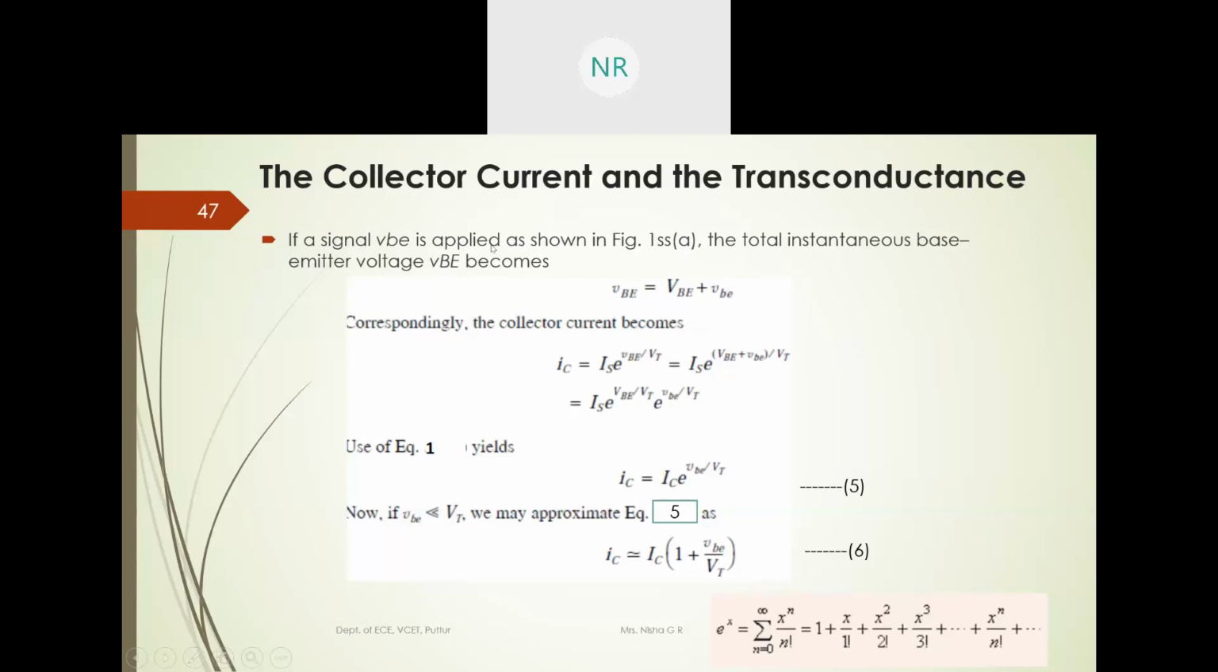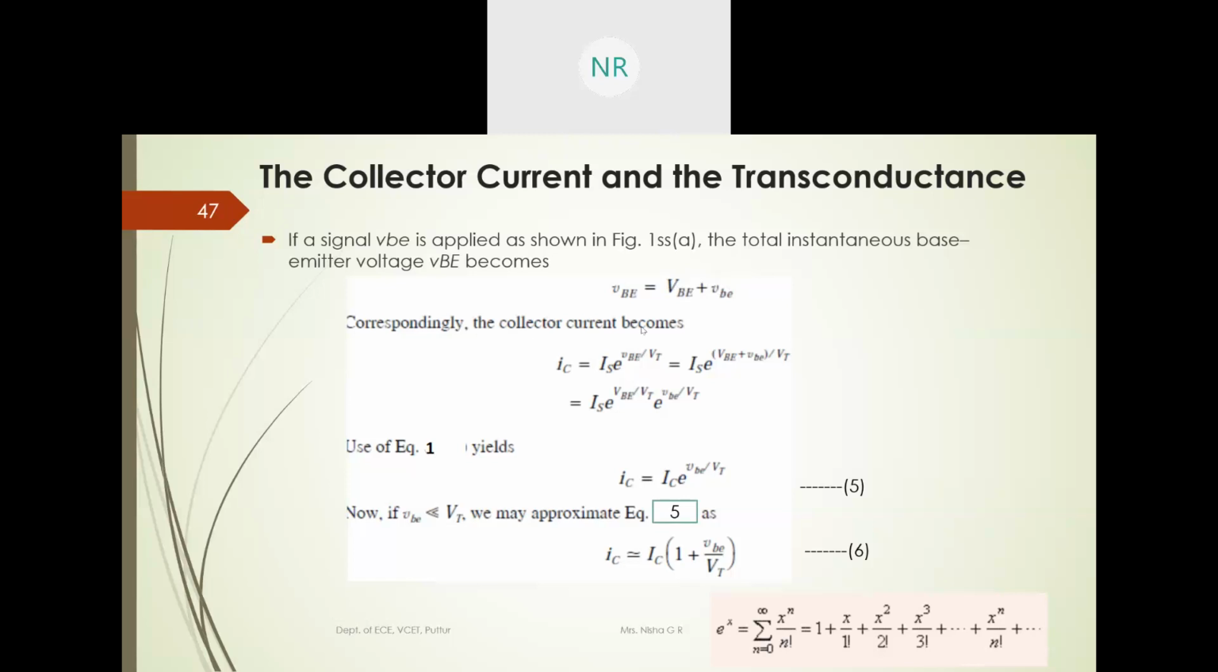So if a signal VBE is applied, you need to consider the first figure, that is the AC plus DC component figure. If a signal VBE is applied, then the total instantaneous base to emitter voltage becomes a combination of DC plus AC, because the DC voltage is also there and the AC is also there. So this small vbe will superimpose on this DC VBE.